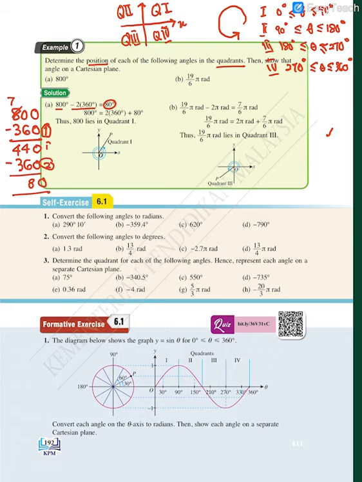So now 80 degree, I know that, this is quadrant 1. Okay, for your basic angle here is a quadrant 1. So we can say that the conclusion for 800 degree is lies in quadrant 1. So you answer the first question here.